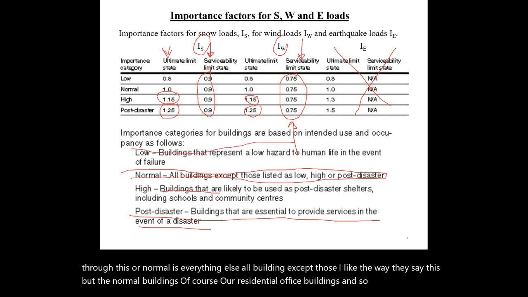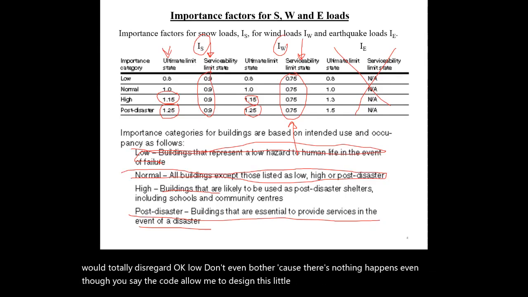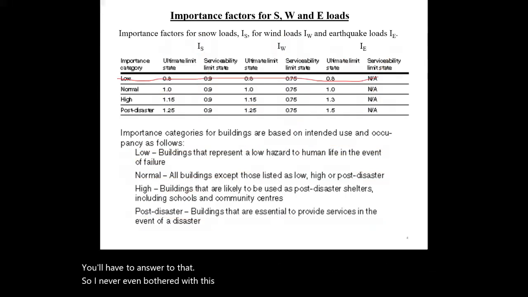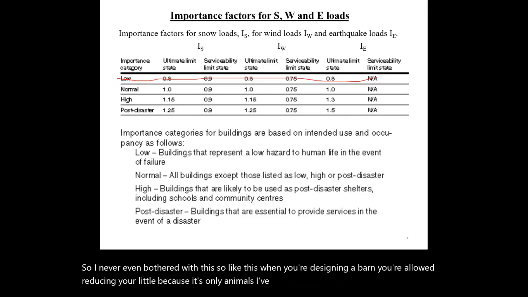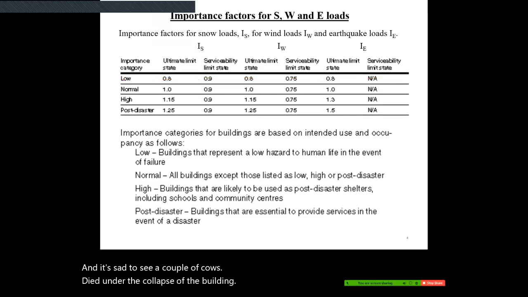And this here, I would totally disregard. Low, don't even bother. Because if something happens, even if you say, well, the code allowed me to design this little building, you'll have to answer to that. So I never even bothered with this. When you're designing a barn, you're allowed reducing your load because it's only animals. I've seen barn collapses, guys. I've investigated them, and it's sad to see a couple of cows that died under the collapse of the building. Not that I'm an animal lover, but I believe that if we can save anything, we should. Fair enough.